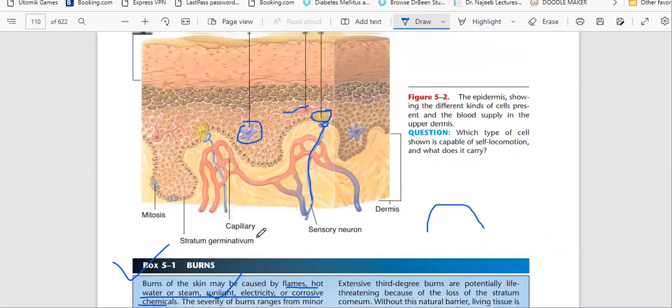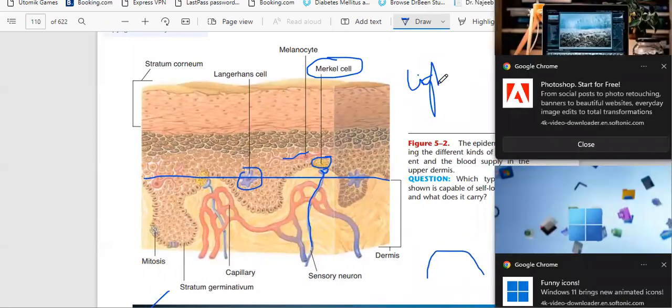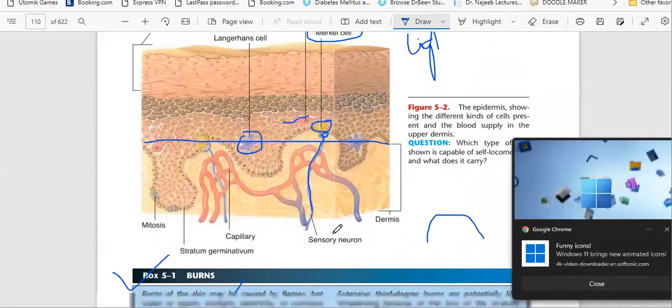Why? Because the capillaries are not near the epidermis, they are far away from the epidermis, they are in the dermis. So that's the reason the light red color will appear. Okay, the second thing: this happens in the first degree burn.